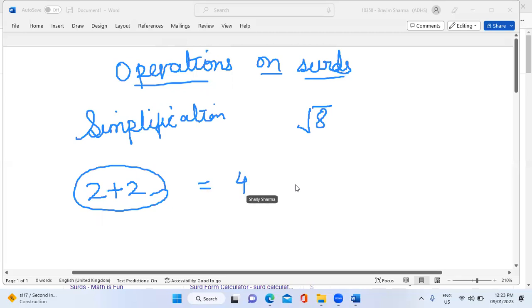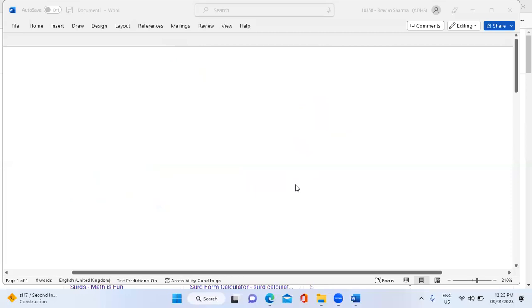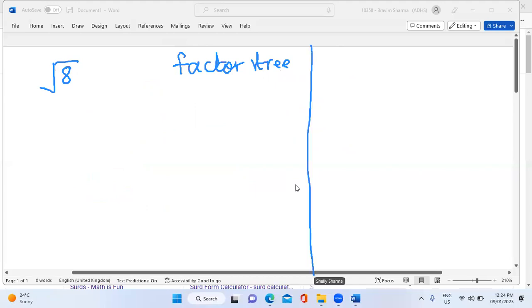Same way, if I have a surd like square root 8, we have to check whether we can simplify it. If we can, we have to always simplify. The process is really simple. We can understand it in two ways. Let's say I have to make this square root 8 in the most simplified form. The first method is the factor tree. And the second method is based on how familiar you are with the square roots of numbers.